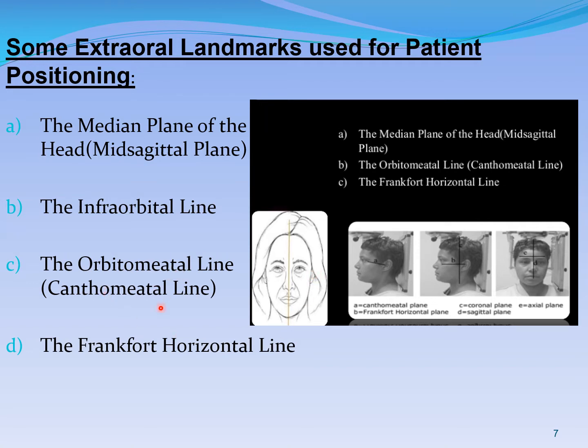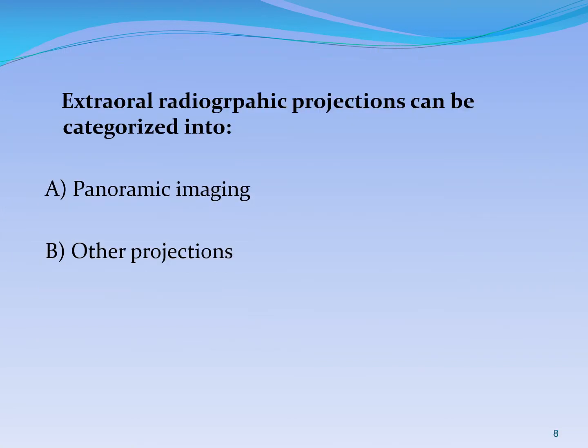The third is the orbitomeatal line or the canthomeatal line. That line goes from the lateral canthus of the eye to the center of the external auditory meatus. And the last is the Frankfurt horizontal line, which runs from the lower part of the orbit to the superiormost part of the external auditory meatus.